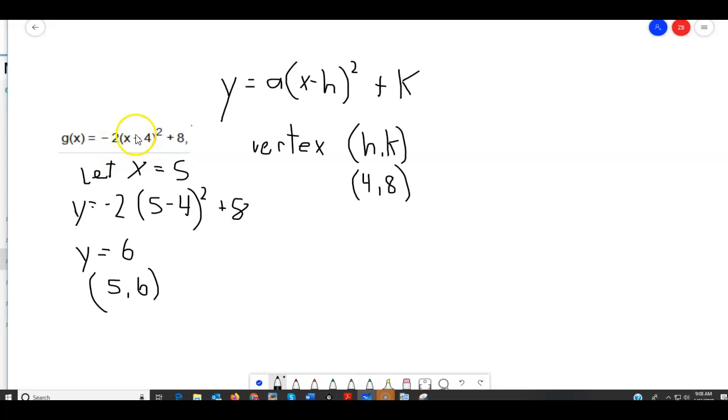And once again, I could have used 4. If I used 4, I would have gotten a 0, and I would have gotten (4, 8). I could have used a 3, and I think I would have gotten (3, 6) as well. Anything works, we just need a second point on the graph. So (4, 8) is the vertex, and (5, 6) is a point.